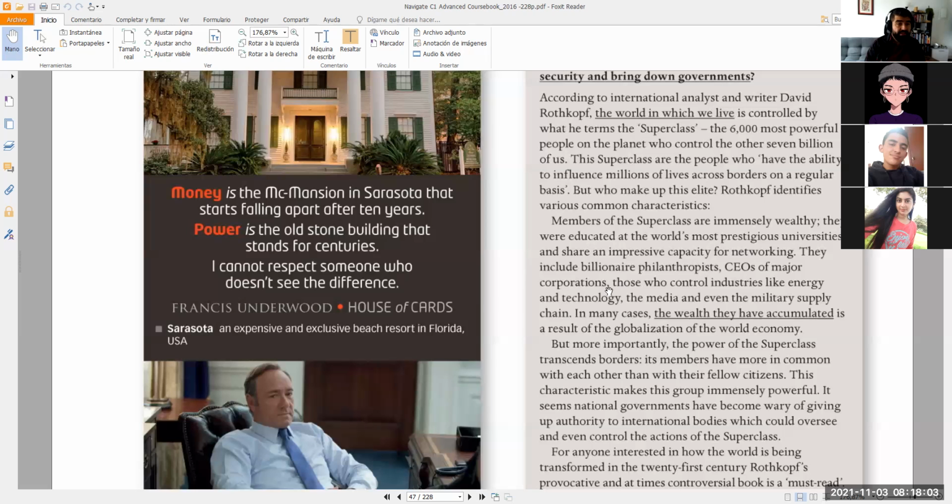So basically, this superclass, these extremely rich people, have more in common among themselves than with their fellow citizens, clearly. So if we see a person who's super rich here in Bogota, for example, that person would have more in common with another super rich person in New York than with any other person in Bogota, you see? So they live at a completely different level, and that has to do with networking. And this is very important, guys. This is what I'm going to tell you.